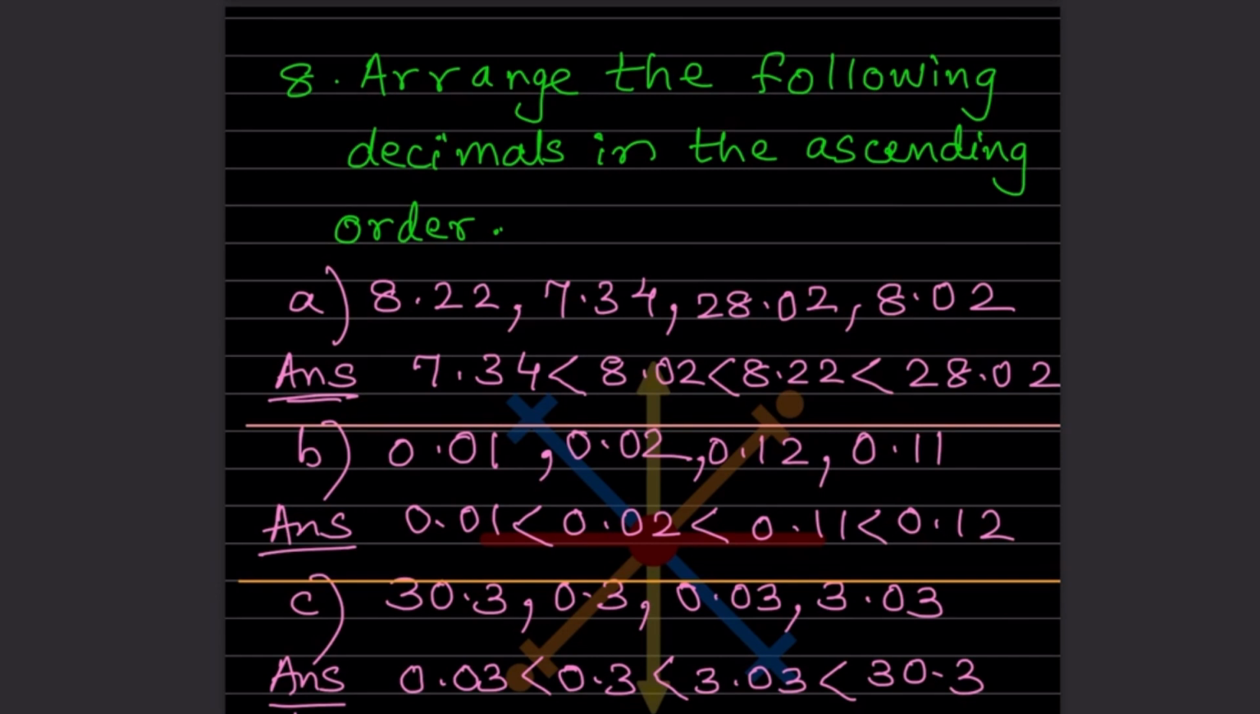Now look at this one. So here what is that? Again we will see, these are all 0 points. So now which will be the smaller? Now here definitely this is going to be the smaller. Second is going to be 0.02, and then it will be 0.11 and then 0.12. You can later on look at the solution. So hope you got this one.